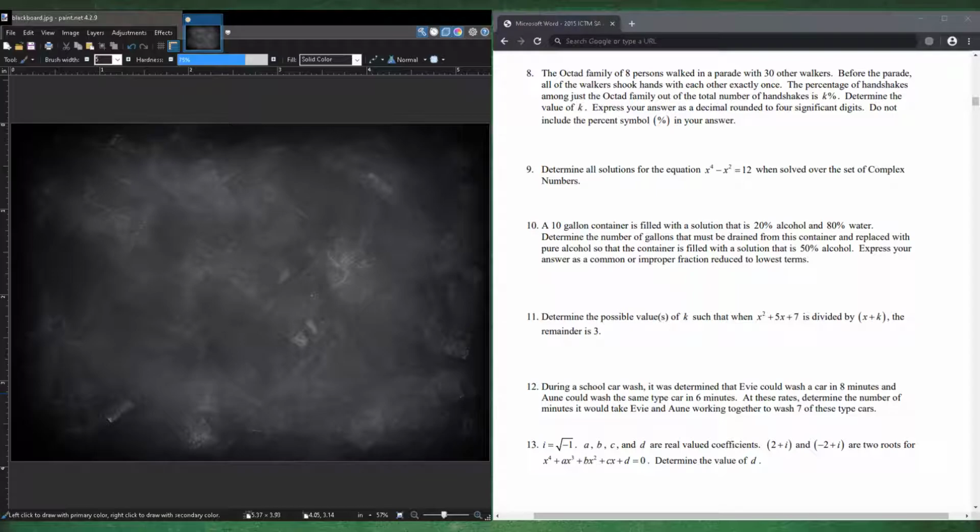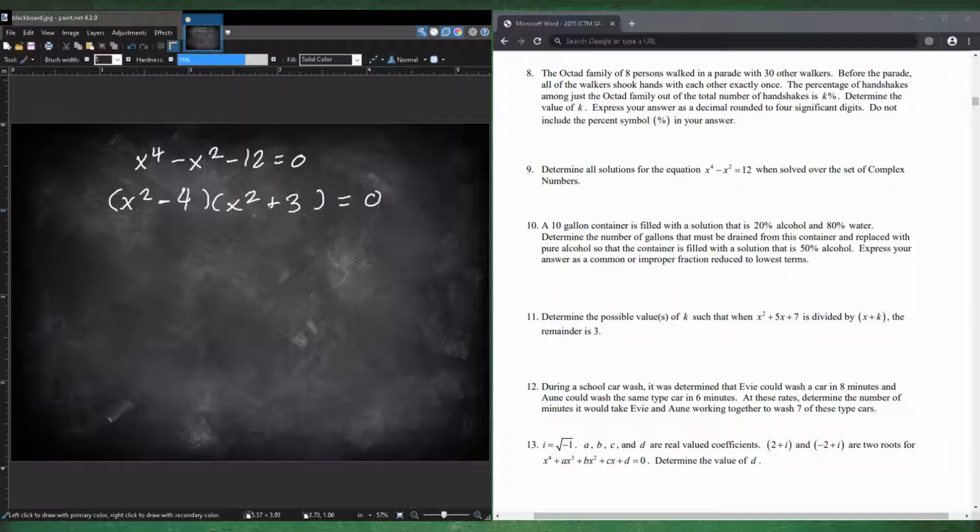Number 9. Determine all solutions for the equation x to the power 4 minus x squared equals 12. So I just subtract 12, so it's equal to 0. Okay, so with the complex numbers, basically you would just have x squared, x squared. To get this coefficient of -1 and a 12, that means it's a 4 and a 3. So since the negative is bigger, that means the -4 and then plus 3.